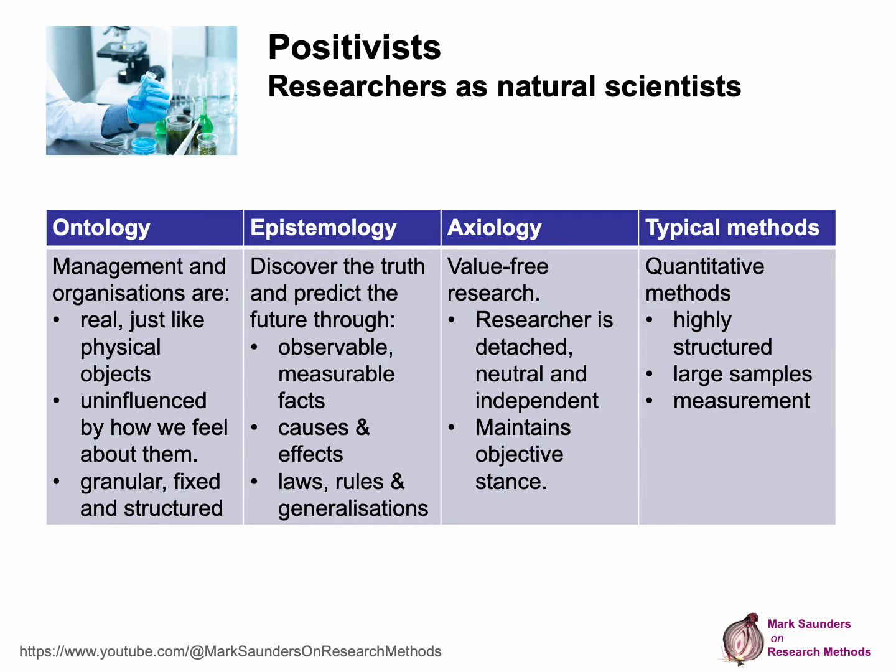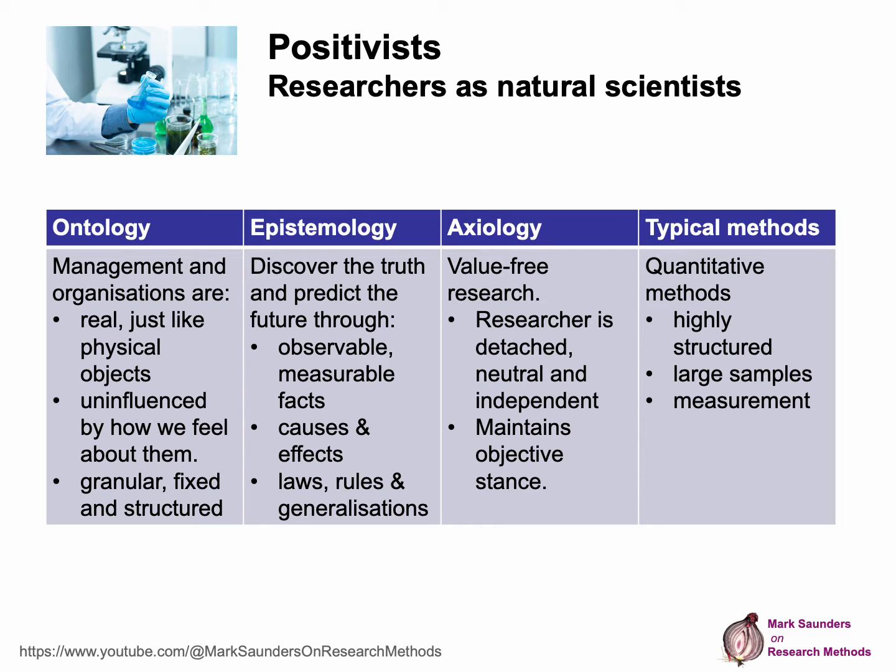So let us start with positivists. Positivists can be seen as researchers like natural scientists. Their ontology, that's how they see the nature of reality, is that management or organisations are real, just like physical objects in a room are real, and management and organisations are uninfluenced by how we as researchers feel about them. And we're looking to understand something which is granular, fixed and structured. So we're actually researching something which is there and we can actually measure.